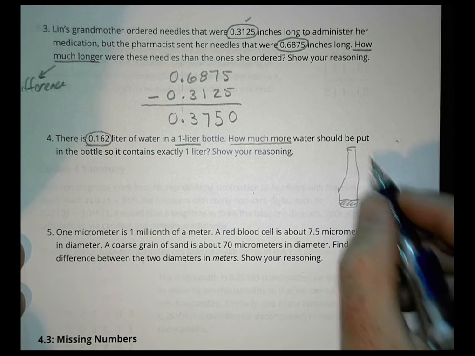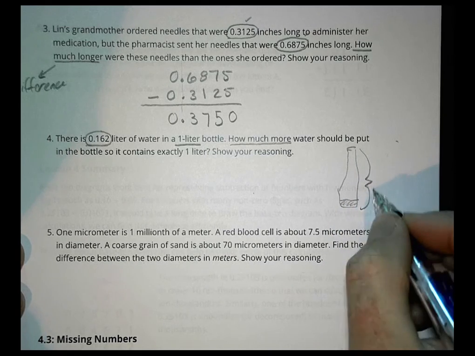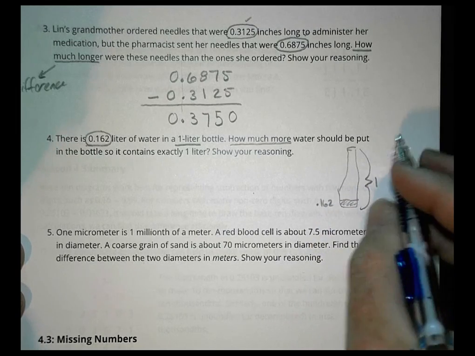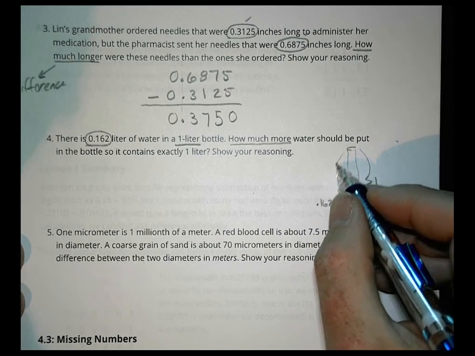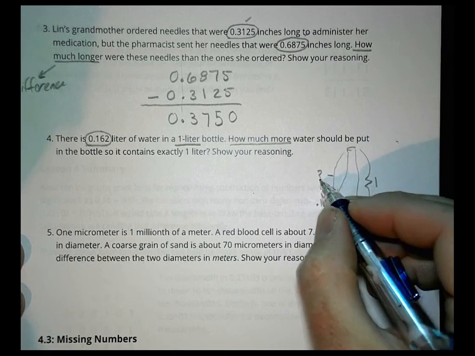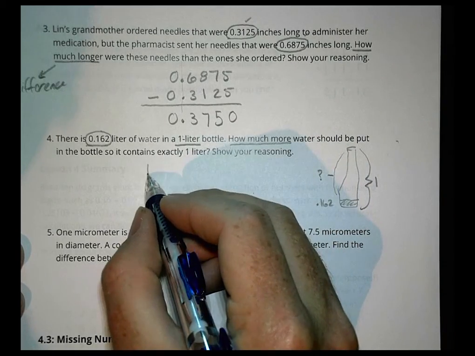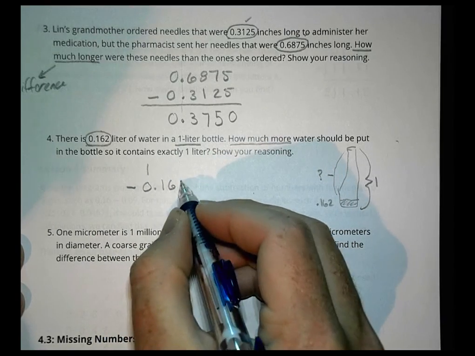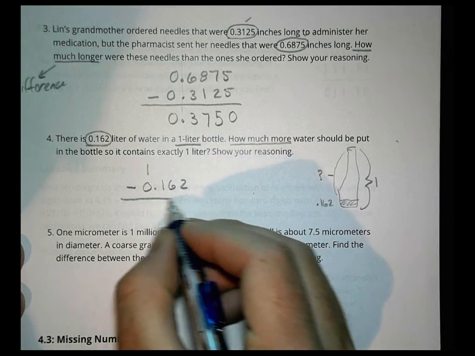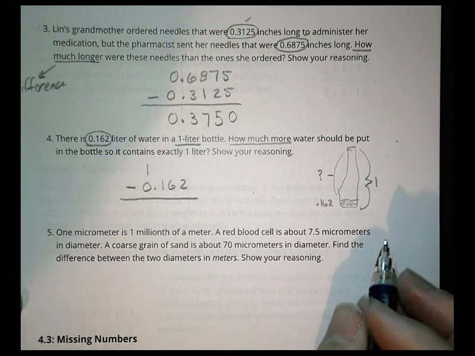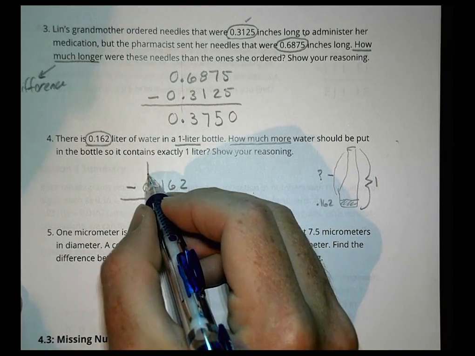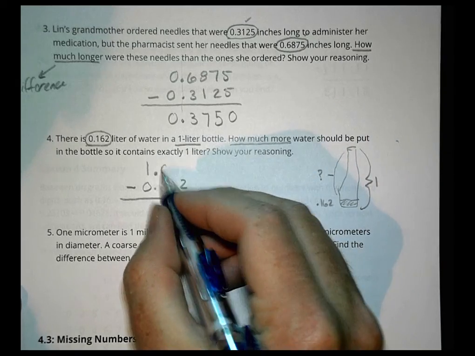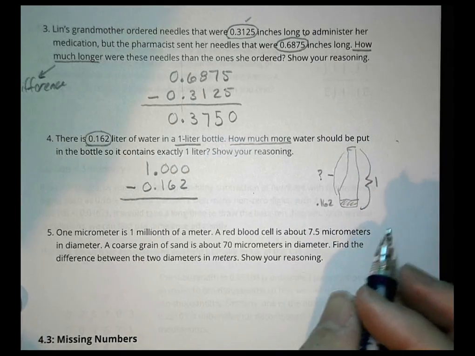Okay. We know it can hold 1 whole liter. And so far it has 0.162. We want to know how much is going to fit into that space there. So essentially, we are doing 1 minus 0.162. So it's a little bit like our first question we started with, the notice and wonder. The 1 goes here because that's where 1 liter is at. But I need to include then what? I need to include 3 zeros there to hold those spaces.